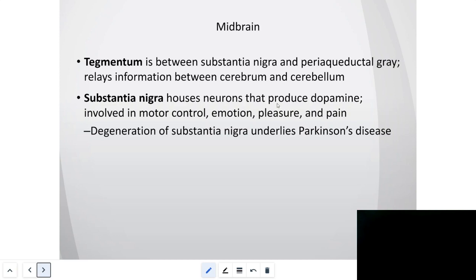So if there's anything you could, again, association, substantia nigra, that's the dopaminergic center. Tegmentum is a juncture for dopaminergic pathway between the cerebrum to the cerebellum. So that's a passageway for the flooding of the signals.